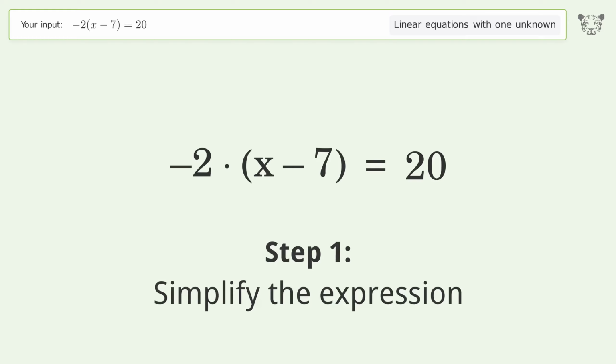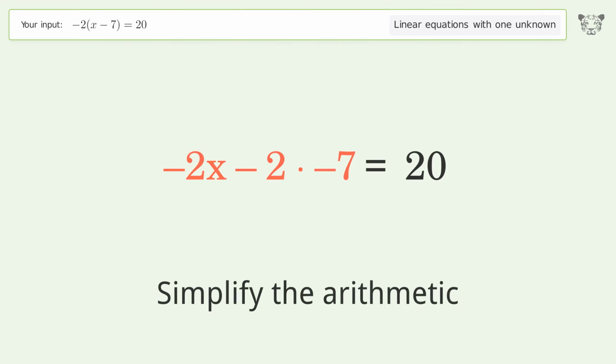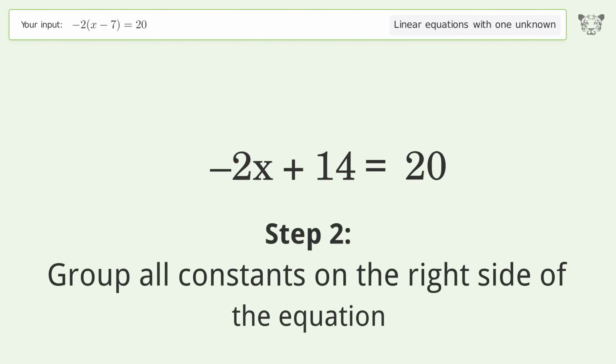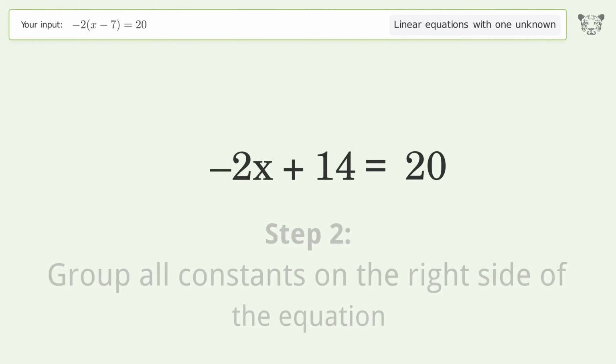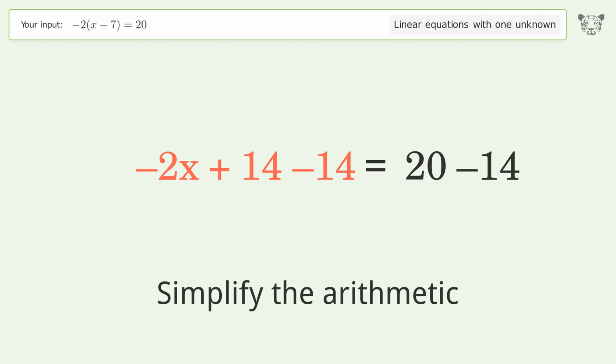Simplify the expression. Expand the parentheses. Simplify the arithmetic. Group all constants on the right side of the equation. Subtract 14 from both sides. Simplify the arithmetic.